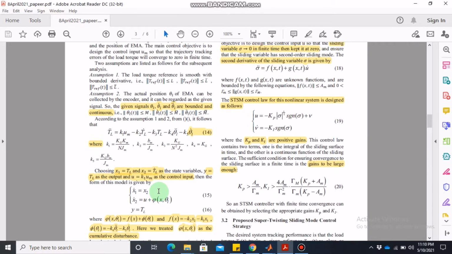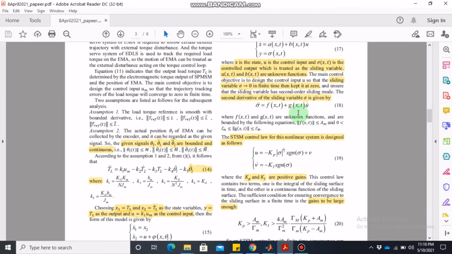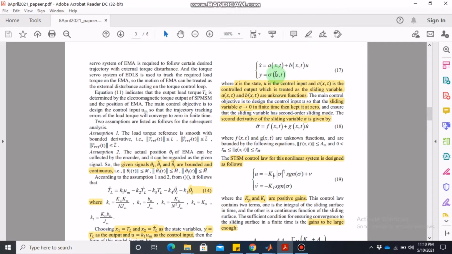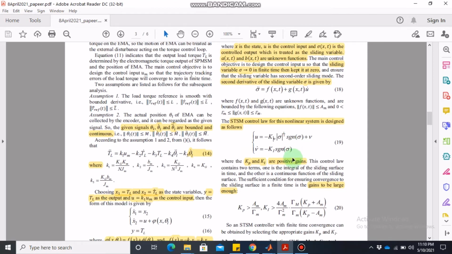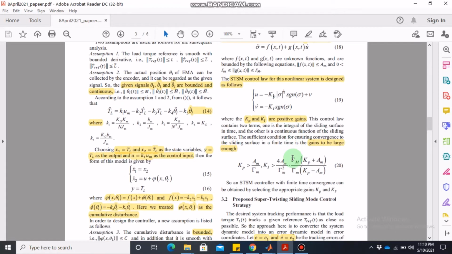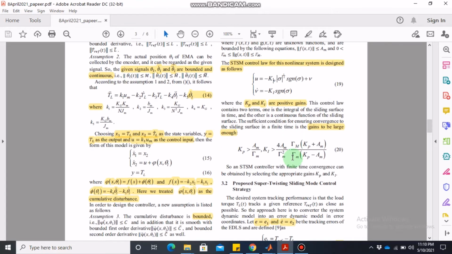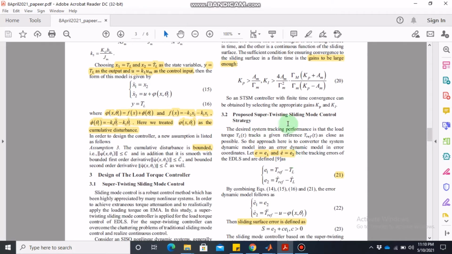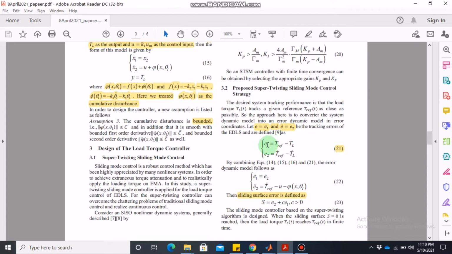Before discussing that, they also discuss the PID control. This is basically the PI control, where the controller has proportional gain and the integral gain, which depend upon the output function. We will, in the end of this video, also compare the sliding mode control with the PID control. So for super twisting sliding mode control, first of all we define the error.